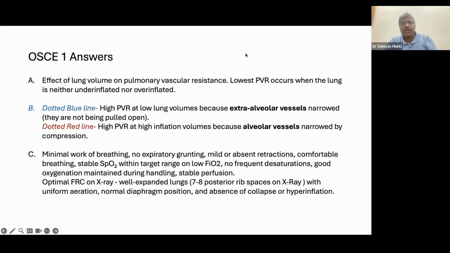So that is a PVR curve. The blue dotted line shows high PVR at low lung volume, and the red dotted line shows high PVR at high lung volumes, interalveolar, extraalveolar. So that is what we see, that you have mostly signs for underinflation, but you need to look carefully at the signs for excess inflation also. So be careful about that.